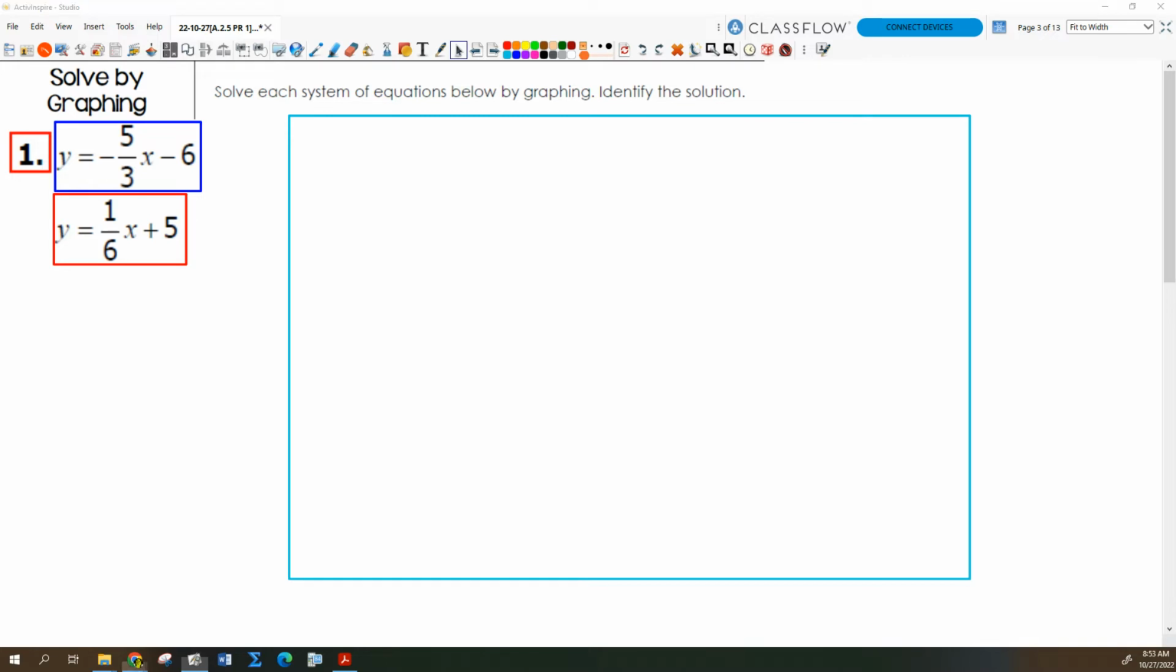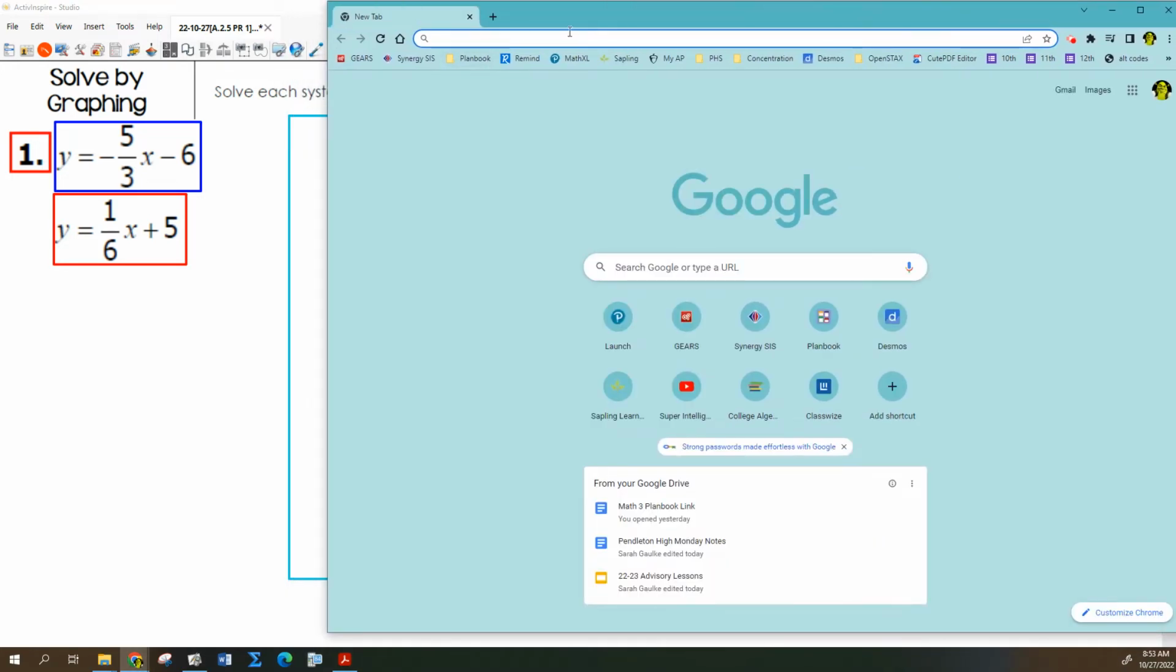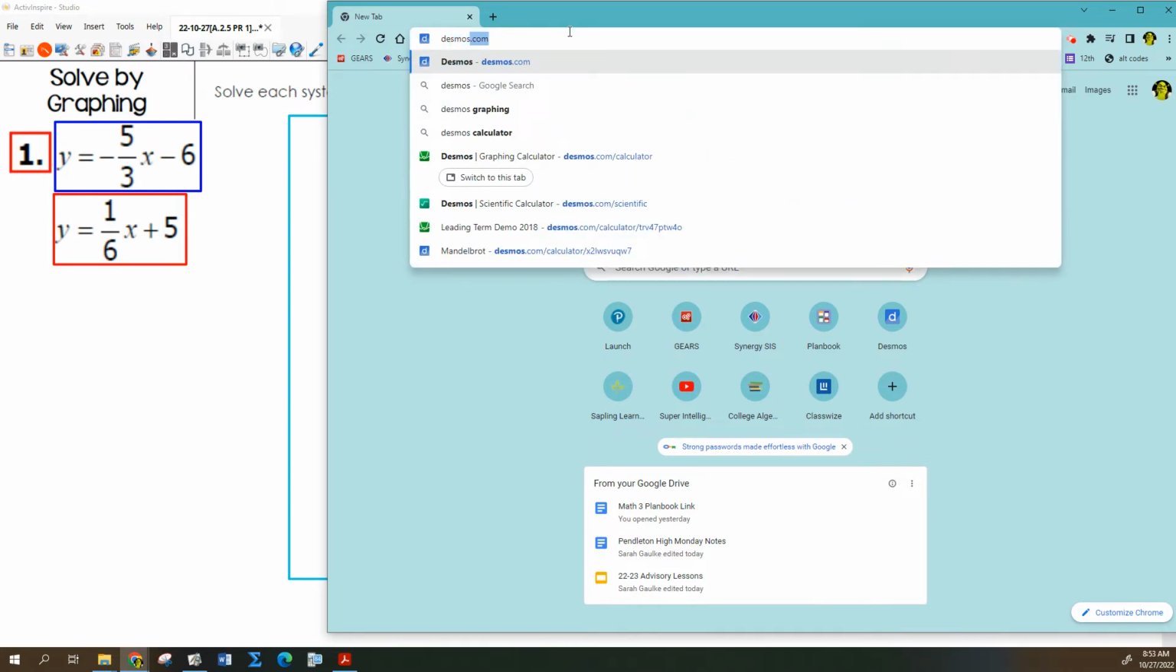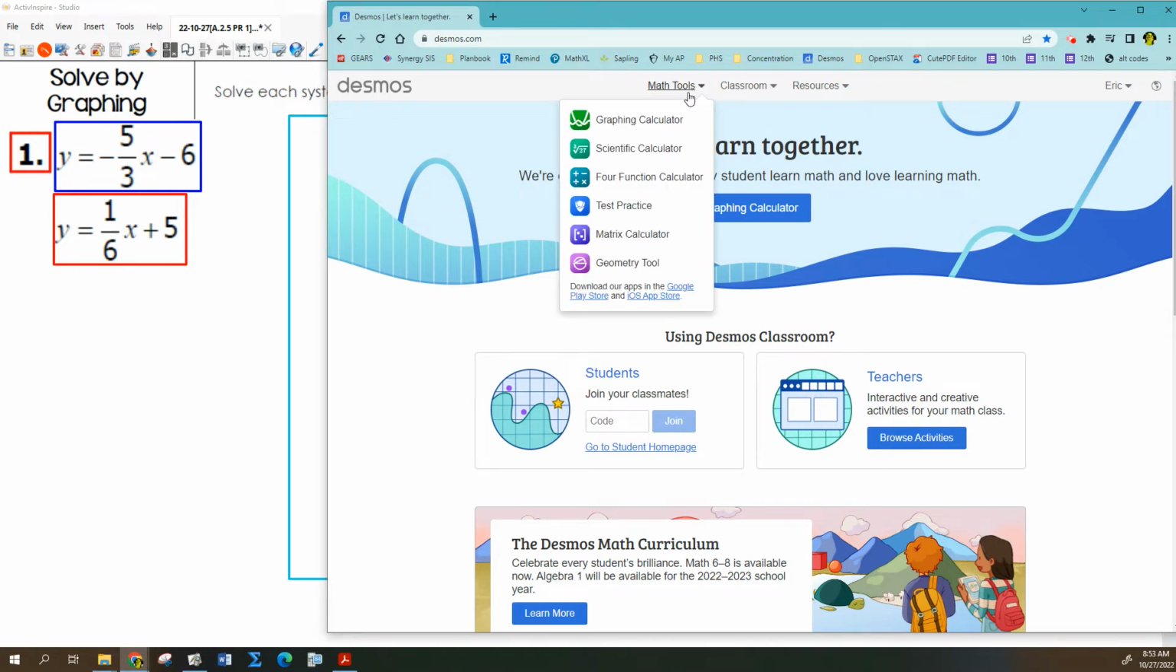Everybody pull up Desmos. And when you pull up Desmos, here's what I'd recommend you do. Here's what you should bookmark. If you just Google Desmos, just go to desmos.com. This is honestly the page you should bookmark right there. Because when you go to this page, this is like the central Desmos page. And look, you can click on any of these math tools, right? We're going to use the graphing and the scientific.